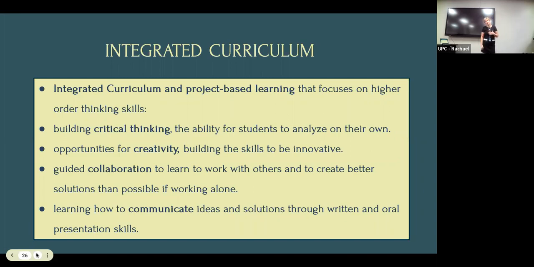We have a lot of guided collaboration, opportunities for them to work together. In the elementary school, we spend a lot of time teaching kids to cooperate.